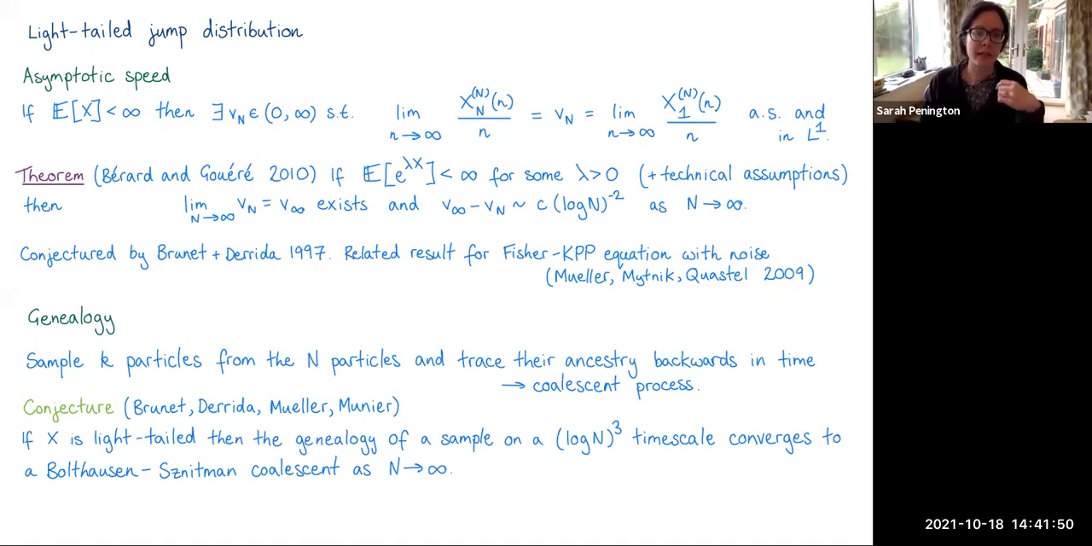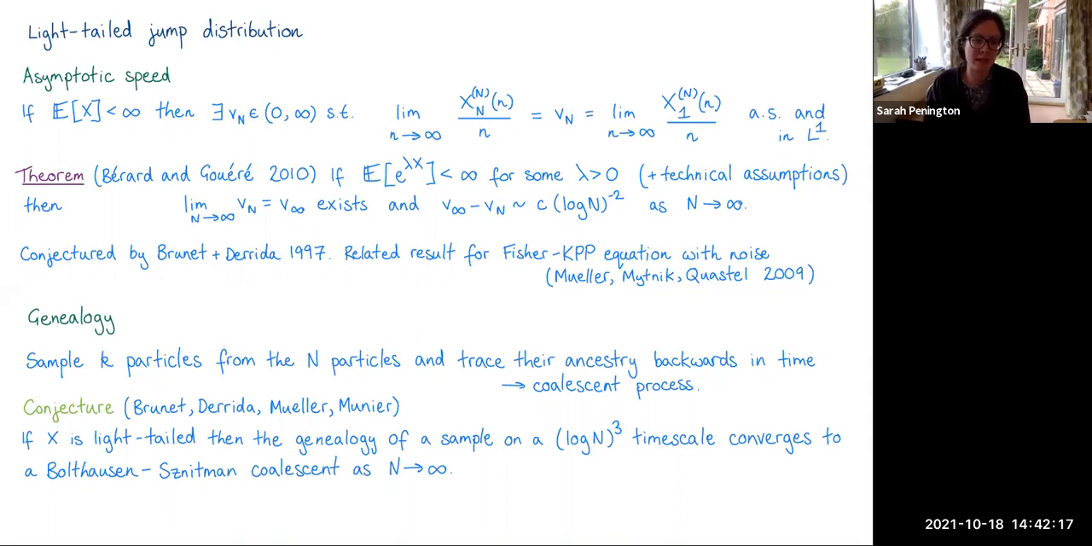Well, I mean that we take a fixed number k and we sample k particles uniformly at random from the n particles in the system at a large time. And then we trace their ancestry backwards in time, giving us a coalescent process in which ancestral lineages coalesce when they have common ancestors.